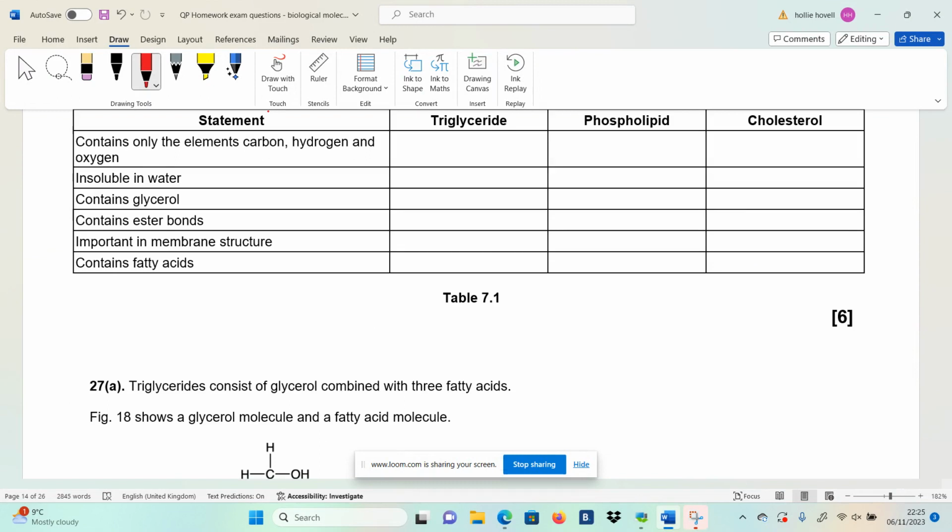Okay, so remember that your triglycerides are your glycerol with your 3 fatty acids. Your phospholipids are your glycerol with your phosphate with 2 fatty acids. And your cholesterol, we don't know much about the structure, but we know that it's a 4-ring structure and there's no glycerol and there's no fatty acids. Okay, it's a different structure.